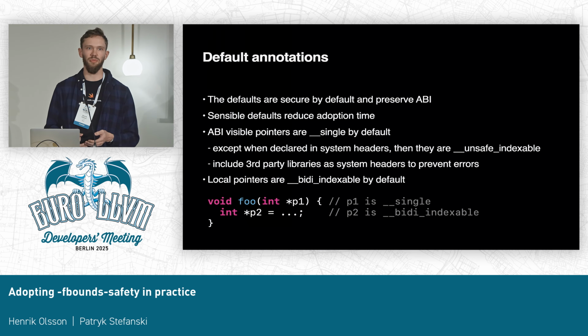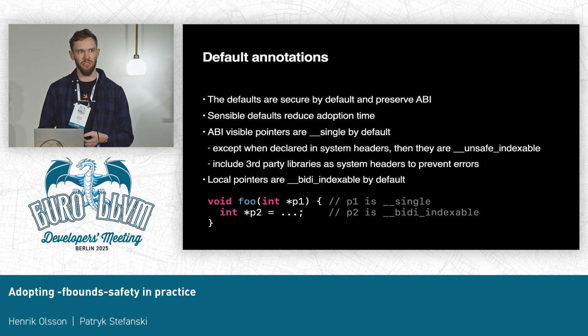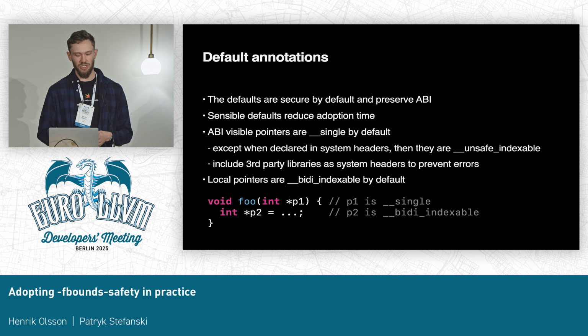For this reason, we recommend including all external headers as system headers, unless you manually annotate those headers. Otherwise, the compiler will likely emit a bounds error originating in these headers when you enable fbounds-safety. The defaults for ABI visible pointers can also be changed using pragmas if needed.